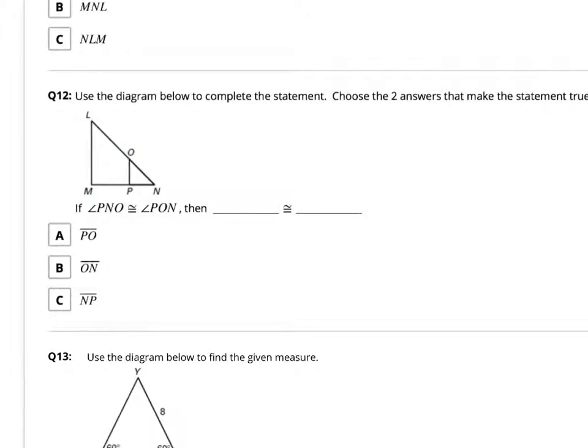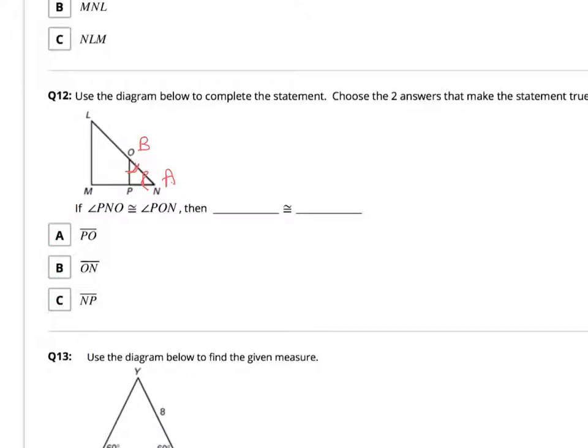Question 12, just like 11, we've got to figure out what we put in here to make this true. Now this one's a little different. They're telling us that PNO, this little angle right here, which we'll call angle A, is congruent with PON, which is this guy right here. We'll call that angle B. So if those 2 angles are equal, which sides are equal to each other? You've got PO, ON, or NP.